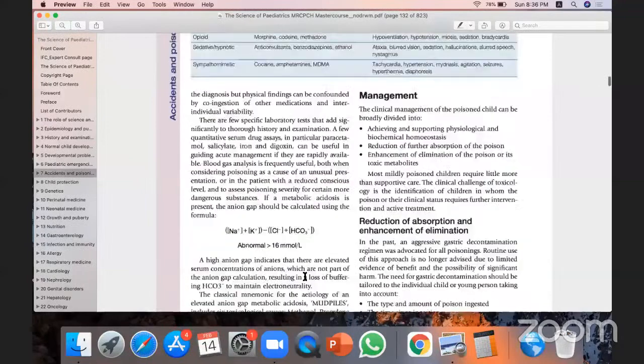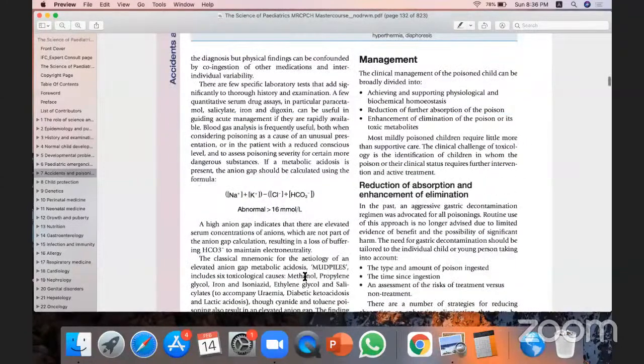Okay, now next. The management, we will read now in our green book of pediatrics guideline, that is the management. How we will do management, some extra points we will read.